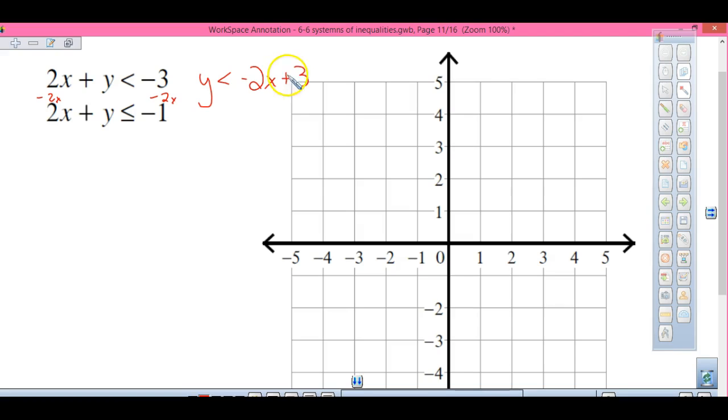Oh, nuts. I don't know why my eraser doesn't sometimes work. Yeah, I'm trying to erase.